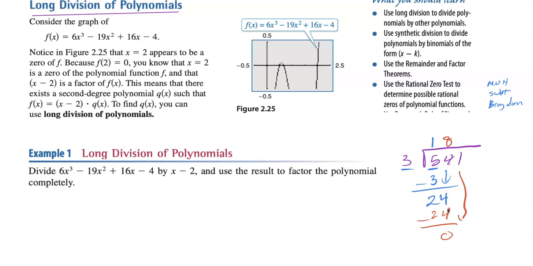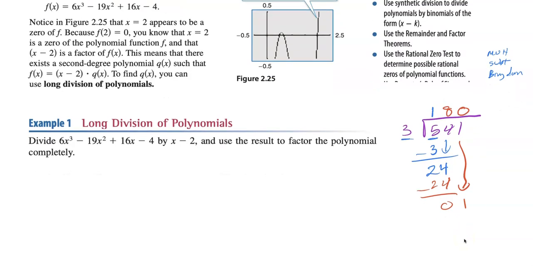We bring down the next one, 1. How many times does 3 go into 1? It doesn't, so it's a 0. 0 times 3 is 0. We subtract, and you get a remainder of 1. Now, a remainder of 1 is like how you did it in grade school. Technically, you put that remainder over what you divided by. So this should be 180 and 1/3. That is 541 divided by 3: 180 remainder 1, or 180 and 1/3.